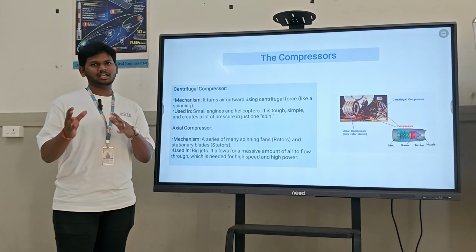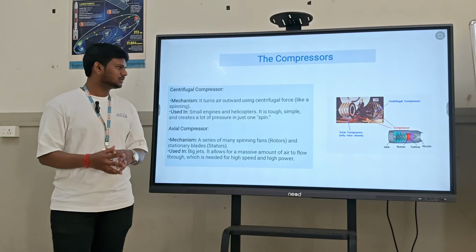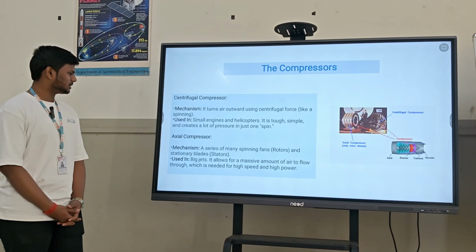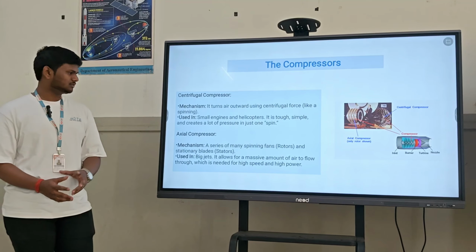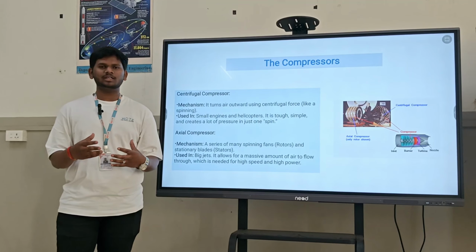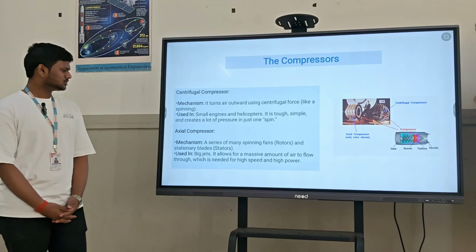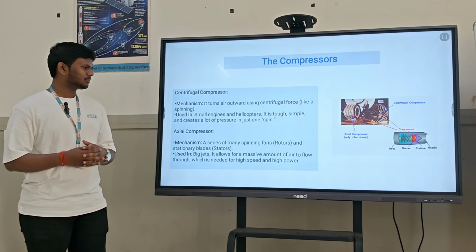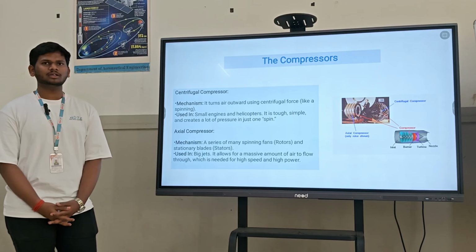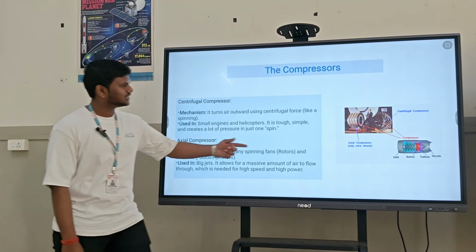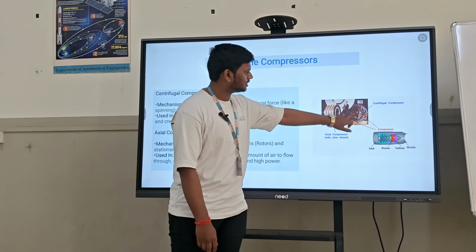Here we can compare the cycle to the spin. Now we will talk about the axial compressor. It is a series of spinning fans, which we call rotors, and some stationary fans, which we call stators. Rotors are the rotating part, and stators are the stationary part. It is used in big jets. It allows a massive amount of air to flow through, which needs high speed and high power. We can see the axial compressor in the image, and the difference between axial and centrifugal in the image.